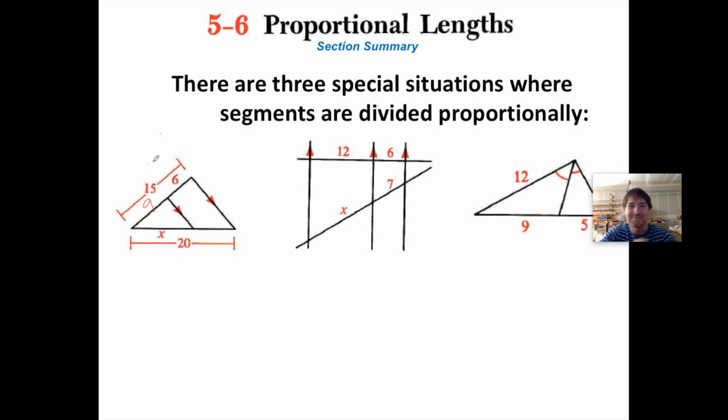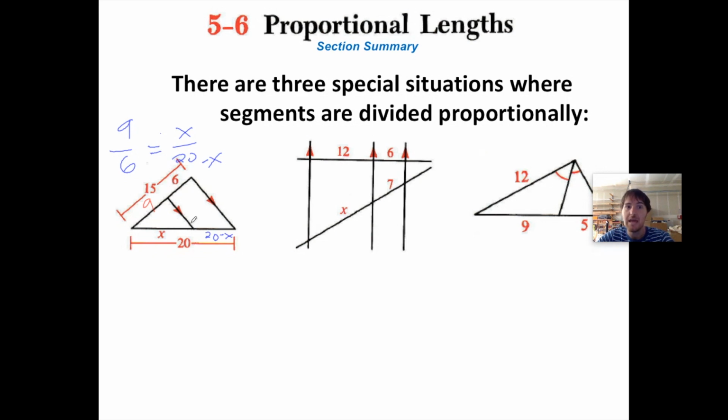I can set up many proportions in this one, but one that I might be interested in setting up is 9 to 6. It would be the same as, well, this would be 20 minus x here, so x over 20 minus x. There we go. That's a proportion I could set up. I could solve for x in that one. I have enough confidence to do that. Hopefully you do too. Okay, that's the basic proportionality theorem.